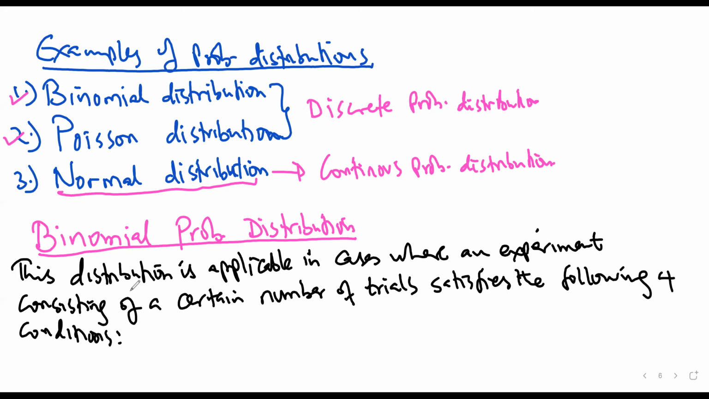So we are saying that the binomial distribution is applicable in cases where an experiment, which consists of a certain number of trials, satisfies four conditions. And here are the conditions. Condition number one is that the number of trials must be fixed and finite.